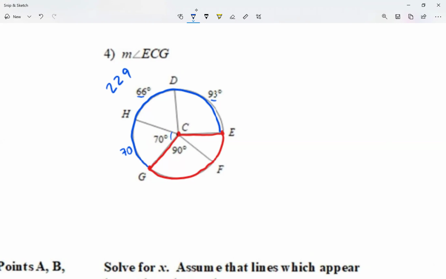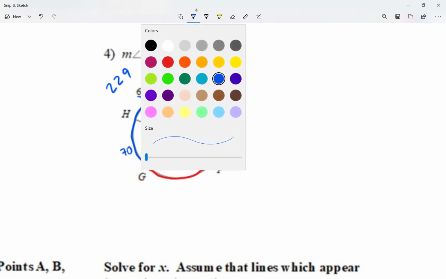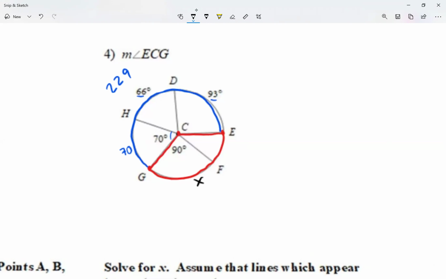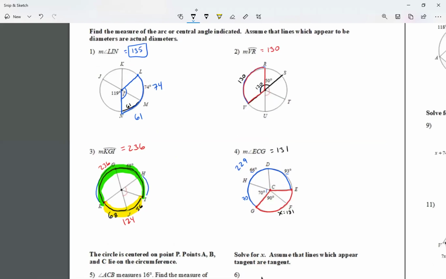So I can find out how big this red arc is. Right now, let me call it X. The red arc is X, which is the answer. That's what we want. The blue arc is 229. Combined is 360, right? So I go 360 minus 229, which gives me that this arc is 131. Okay, that's my answer. Nice. Remember, the angle in the center, the central angle, is equal to the arc that it creates.